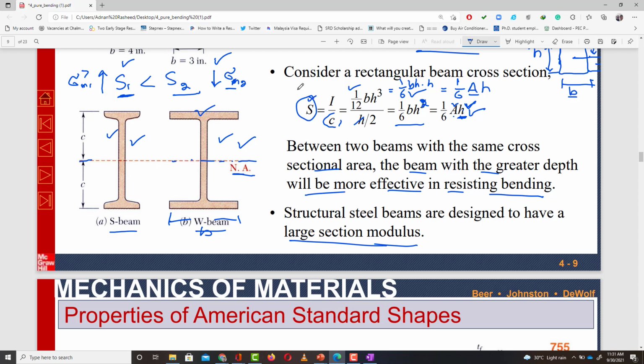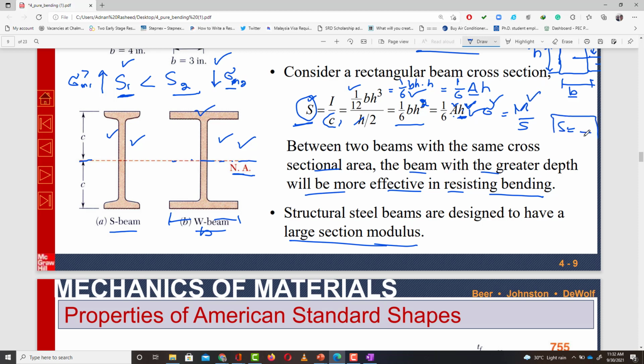Clear? So conclusion is that section modulus is an important design parameter. A beam with higher section modulus will have lesser stress, or it will resist more of the stress. Clear? We will also see in design problems that you can calculate section modulus. For example, in short, stress is equal to M over S. So if the stress is given and moment is given, you can calculate S.